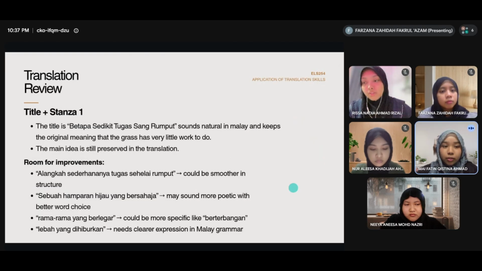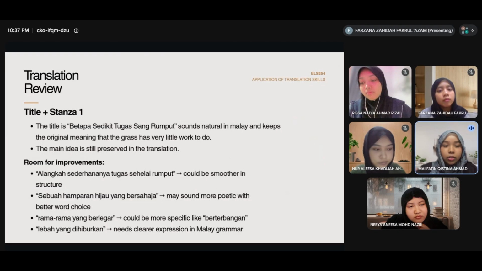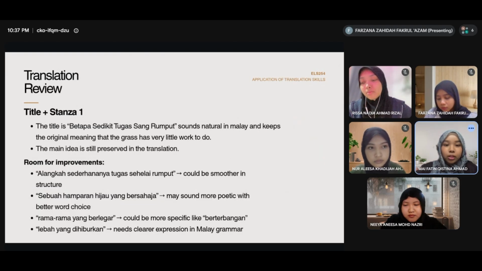If you look at the translation in this stanza, the translation still maintains the idea of simplicity in nature. The grass is described as having a very easy and peaceful life, surrounded by butterflies and bees. But there are also a few areas that can be improved in the translation. For example, here the phrase "alangkah sederhananya tugas sehelai rumput" could be smoother and more natural in Malay.